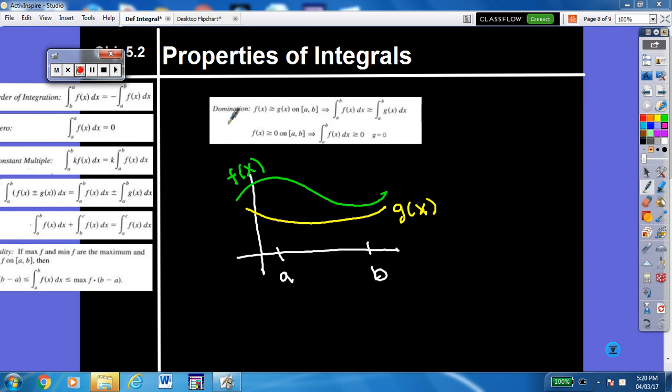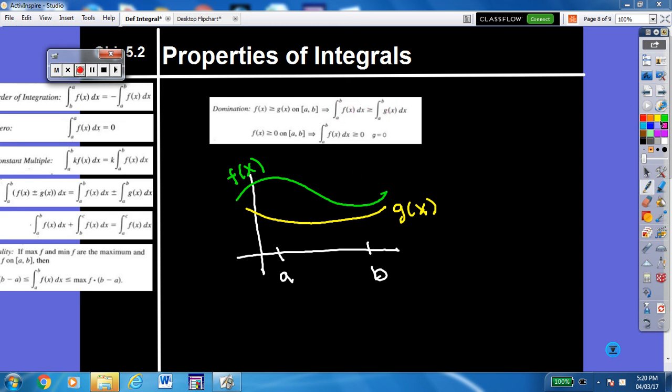The last property is called the domination property, and this one, just like the one before, when you think about it, it makes sense because of the way it's structured. It says that if f of x is greater than or equal to g of x, so what that means, in the interval a to b, our f function has higher y values than our g function. If that is true, then when you take the area under the curve, that will be higher than the area under the curve of g.